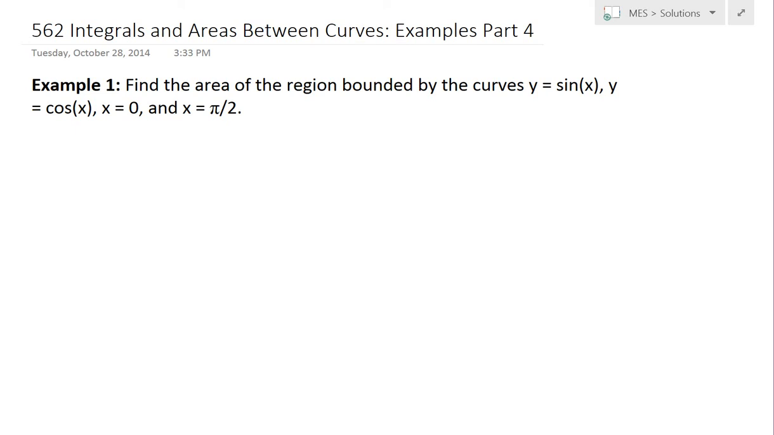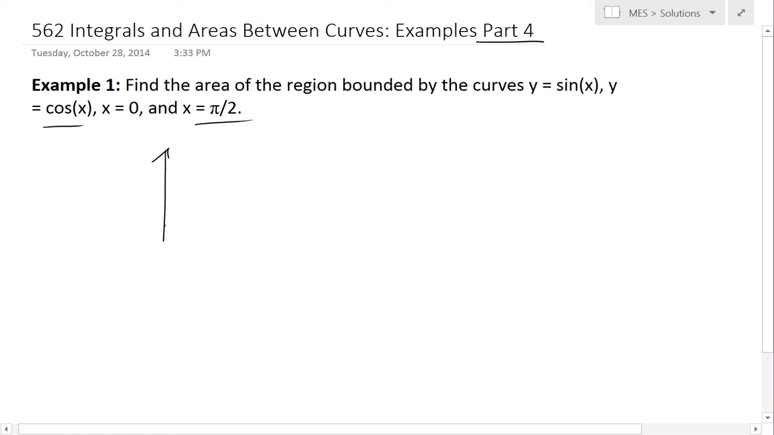We're going to discuss further into integrals and areas between curves, and go over further into the example series and go over part 4 of the examples. Basically, I'm going to go over this example, which states: find the area of the region bounded by the curves y equals sine of x, y equals cos x, and x equals 0, and x equals pi over 2. So first thing to do is graph these out.